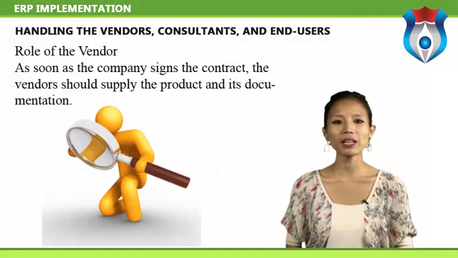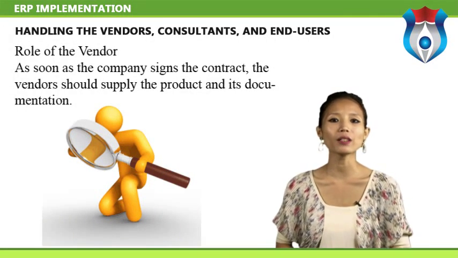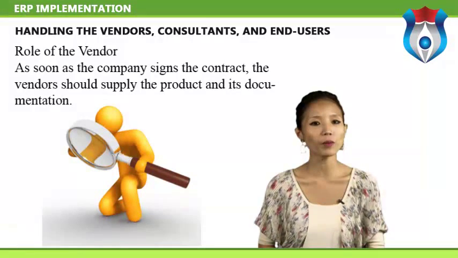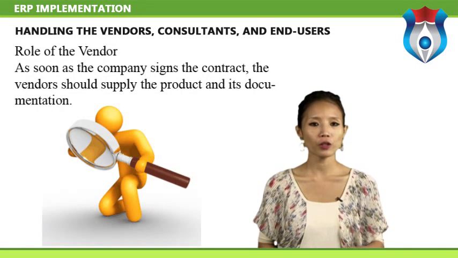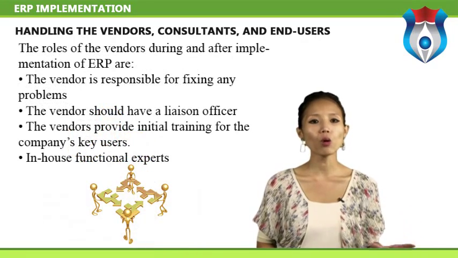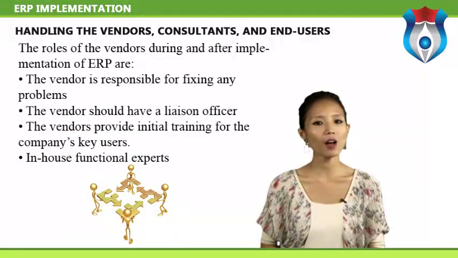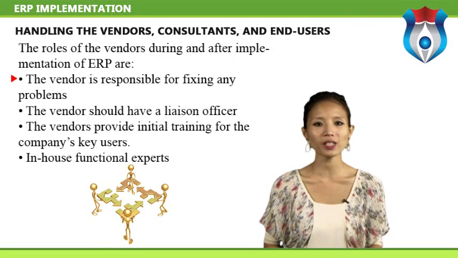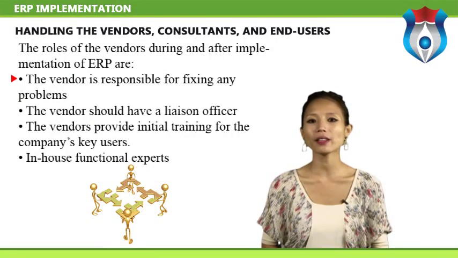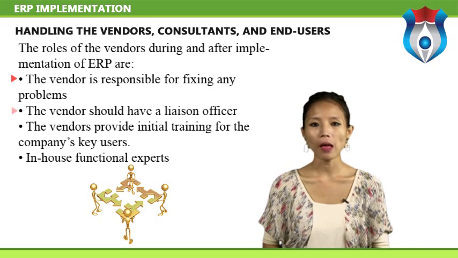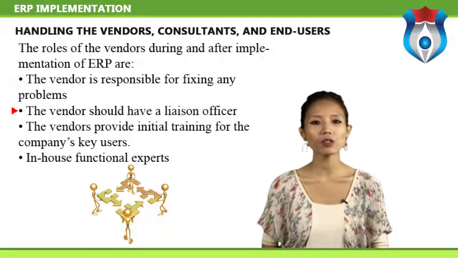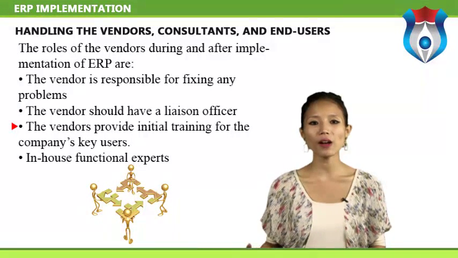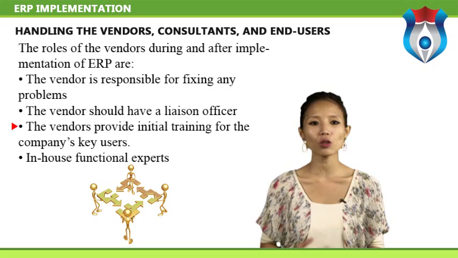As soon as a company signs a contract, the vendor should supply the product and its documentation. Once the software is delivered, the company can develop the training and testing environment for the implementation team. The roles of the vendors during and after implementation of ERP are: the vendor is responsible for fixing any problem in the software that the implementation team encounters. The vendor should have a liaison officer to constantly interact with the implementation team. The vendors provide initial training for the company's key users.